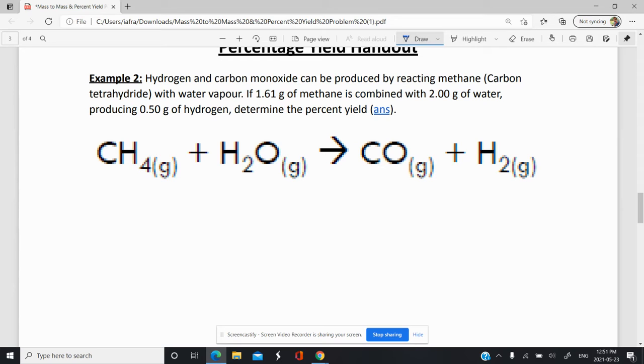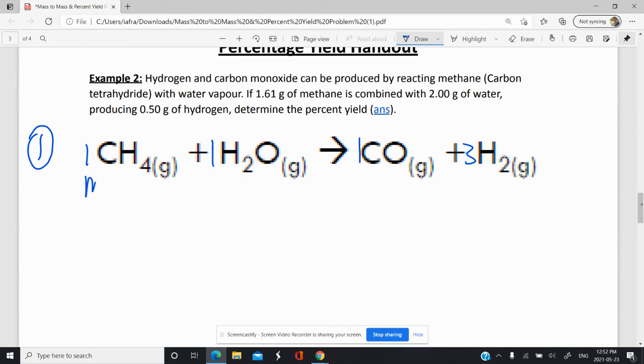yield. So firstly, let's write a balanced equation. And I think it's not balanced at this time. We need 6 H's here. So that's going to give 6 H's. The carbons are balanced. The oxygen's balanced. Then we're good. So we have 1, 1, 1, and 3. And we have to write out some information.